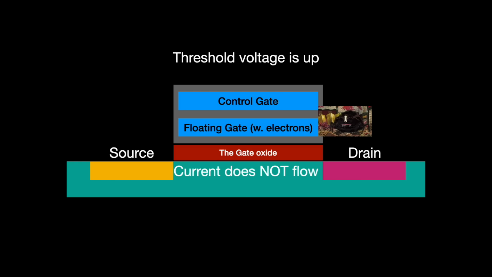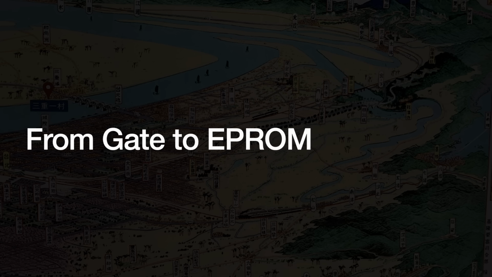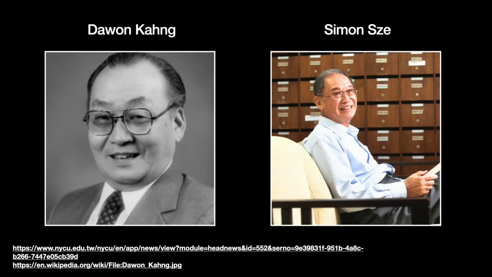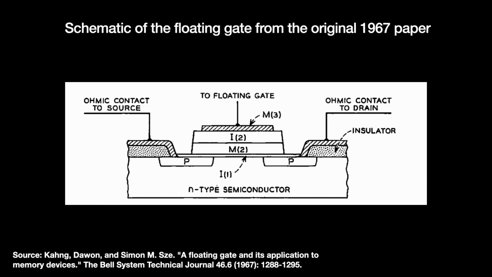Floating gates were first presented in 1967 by two Bell Labs researchers, Dawon Kahng, a Korean-American, and Simon Sze, a Taiwanese-American. That first paper noted how the transistor can store data for up to an hour, and mused that it can be used for memories that retain their data even when the power turns off, called non-volatile memories.